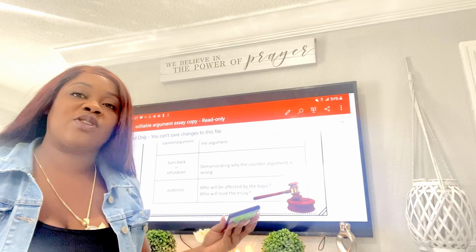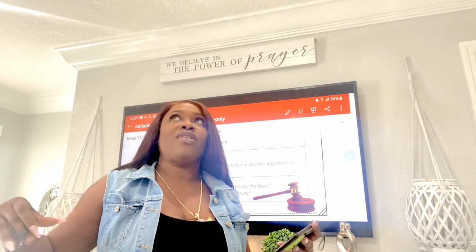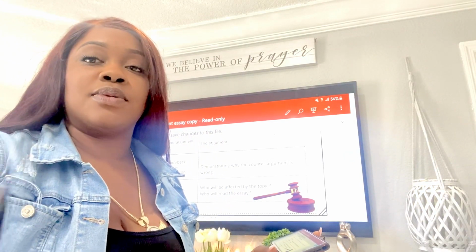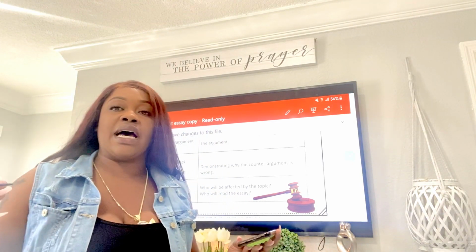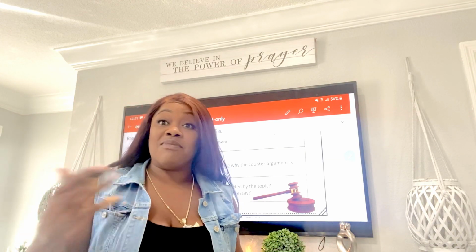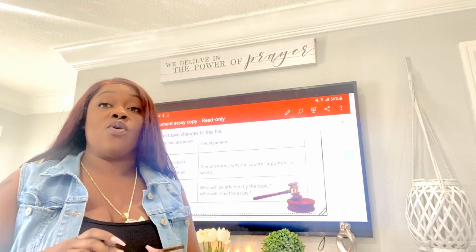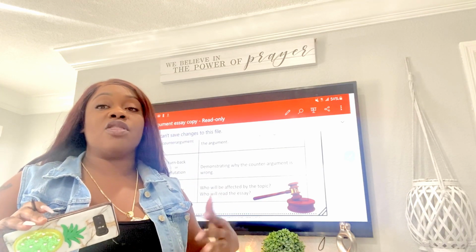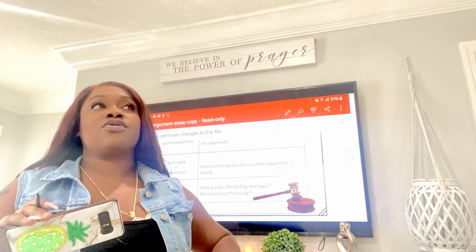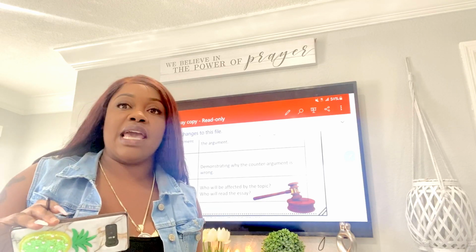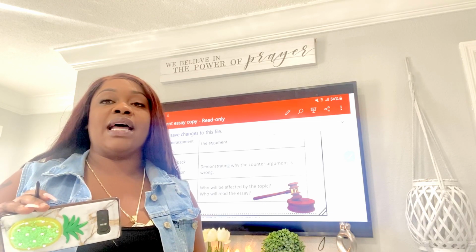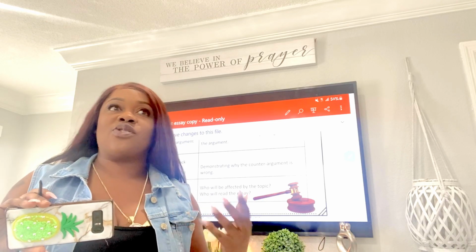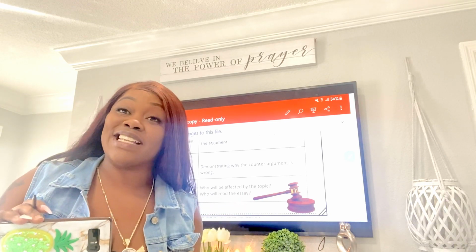So, for example, you could say, ice cream is bad for you. And then your claim may be ice cream is good for you. So you can say, even though some may say ice cream is full of sugars and it has a high calorie count, ice cream also has milk, which has calcium.